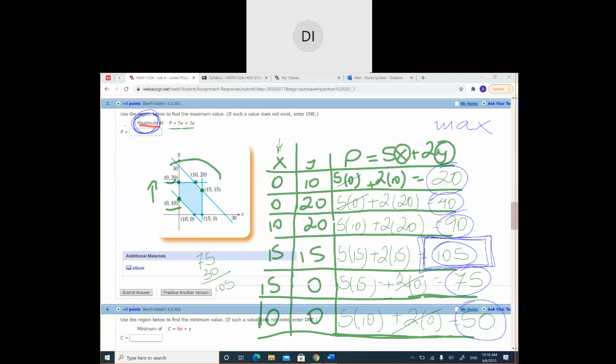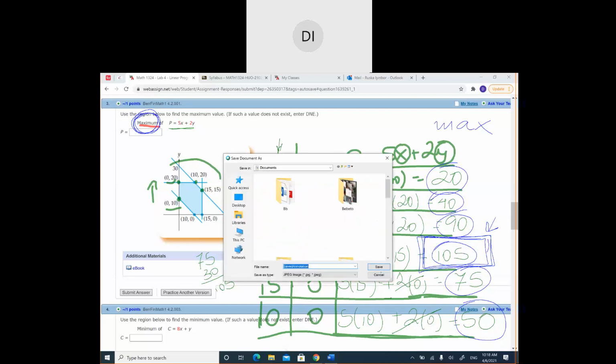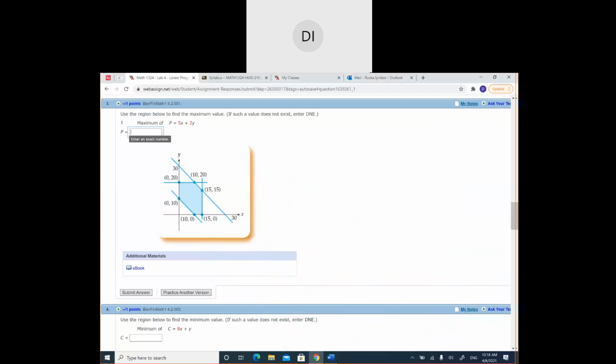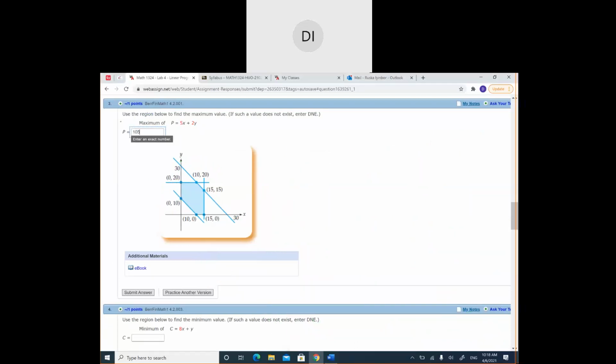So technically the maximum occurs when x is 15 and y is 15. Okay? So keep that in mind. They don't ask for this yet. They don't ask for what the coordinates are, but the maximum, they're asking only for the 105. So that's going to be the answer there. You're going to put 105. Probably you think, this worked for just one number, but yes, that's what it is. So I'm going to save it.